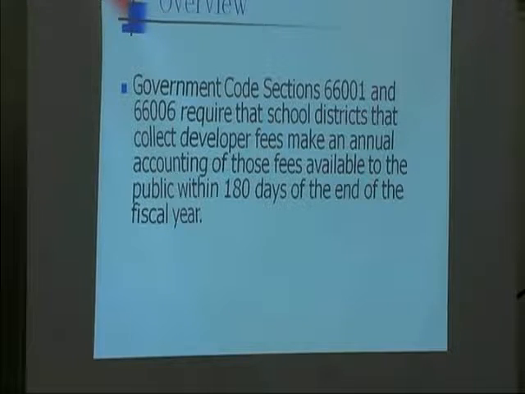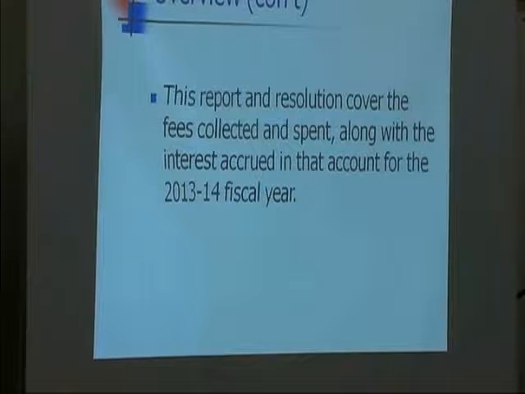All right, the law requires the school district that collects the developer fees to make an annual accounting of those fees available within 180 days after closing the books. This report that we're going to go over tonight is going to cover the fees collected, the fees spent, and also the interest accrued in that account for fiscal year 13-14.